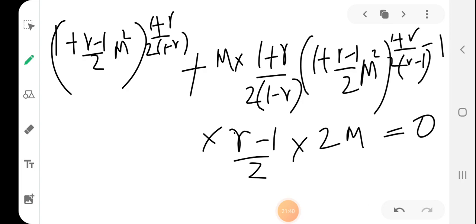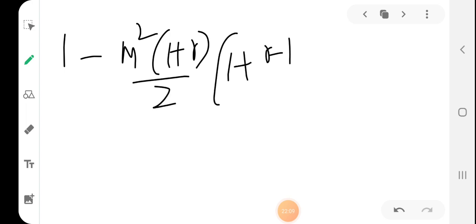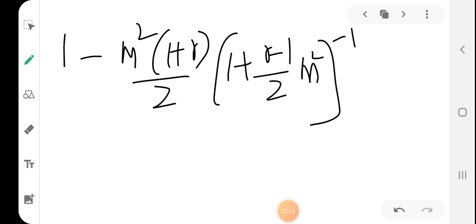Now we have to simplify it. Dividing throughout by the first term, so you can divide with this term throughout. So what will happen? I am dividing with this term throughout. So it will become 1 minus some M square. You just try to simplify M square: 1 plus gamma by 2 into 1 plus gamma minus 1 by 2 Mach square, minus 1 is equal to 0. So this is the equation we are getting.